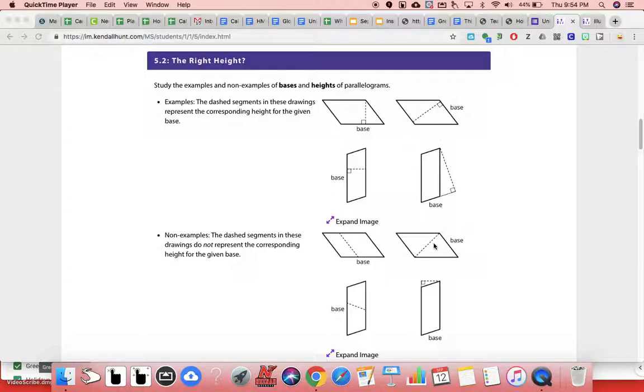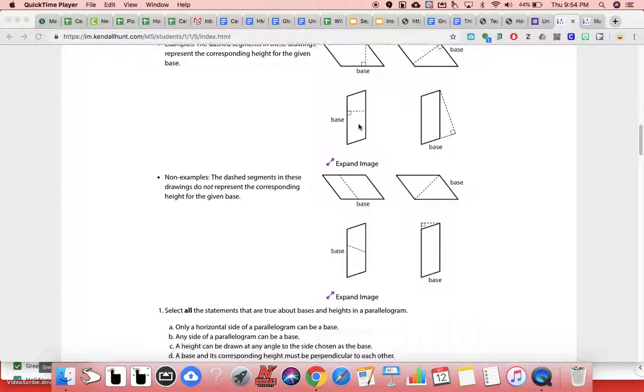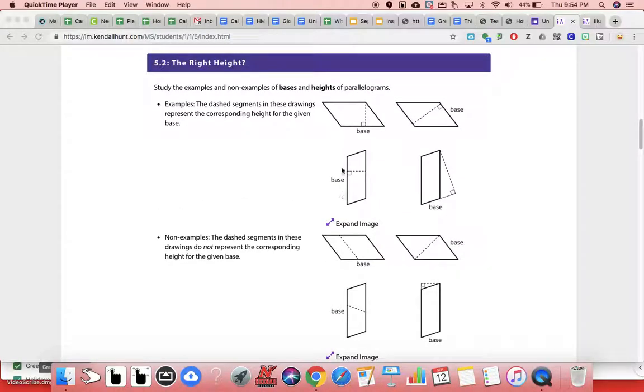Another thing you might have noticed is that all of the examples show this right angle, a dashed segment, and a side that says base. Only one of the non-examples shows a right angle mark, but all of them show a dotted line. In both the examples and the non-examples, there is one parallelogram with a dashed segment and a right angle shown outside of it, here and here.